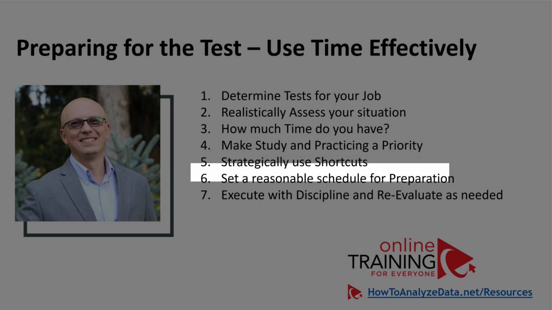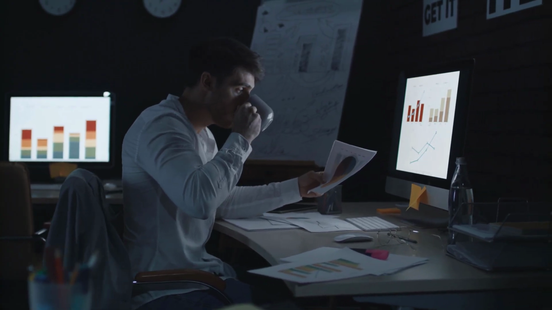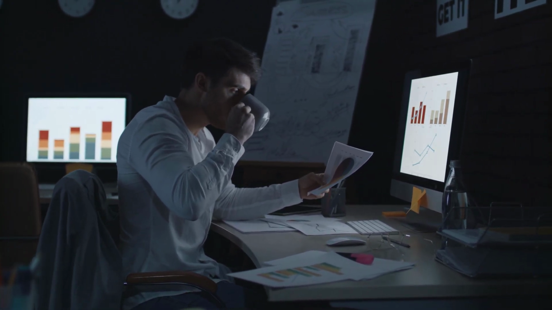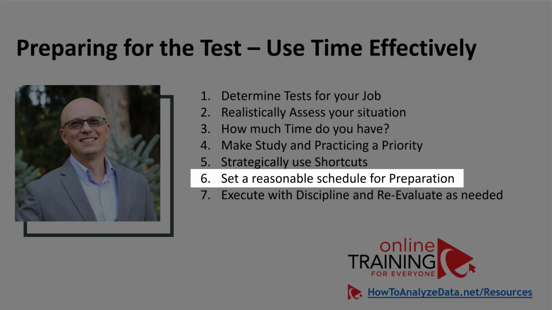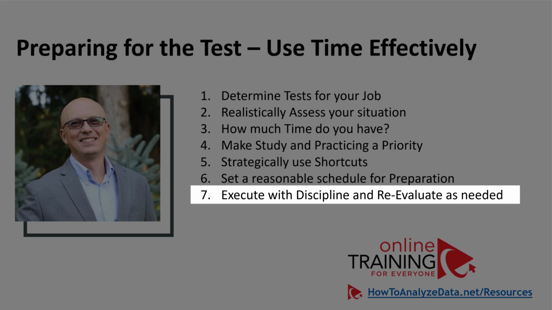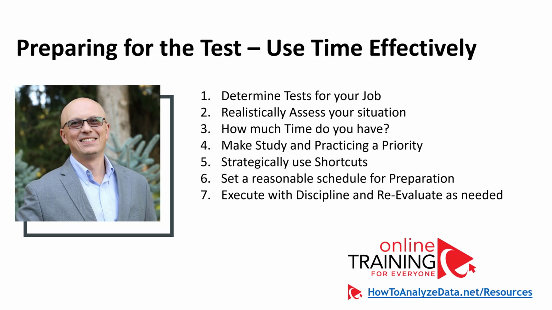You also want to make sure that you set a reasonable schedule for the preparation. You want to make sure that you put on a schedule all other commitments that you have, and then find the available time to get ready and prepare for the test. And the last but not least step is to execute with the discipline and reevaluate as needed. If you find out that something is not working, it might be a good time to reevaluate and see how you can achieve target results and still complete all the goals that you set for yourself.